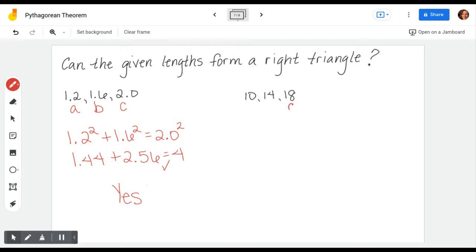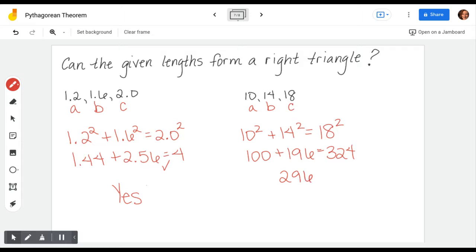On this one, the biggest side is C. So one of the others is A and the other one's B. It doesn't matter. I'm going to say 10 squared plus 14 squared. I want to know if that really does equal 18 squared. So 10 squared is 100 plus 196 equals 324? If you add that together, it says 296 equals 324. That's not true. So because that doesn't work, there's no way that those three side lengths made a right triangle.